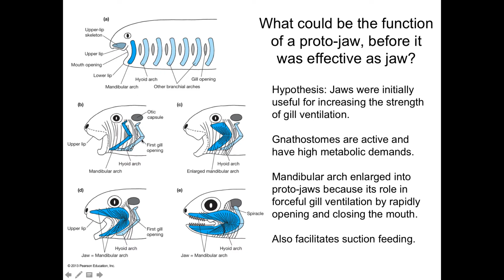So this suction respiration could have also allowed suction feeding and led to the more derived function of the jaw as a way of grasping things, of biting. So the function of a proto-jaw could have been for increasing the strength of gill ventilation first.